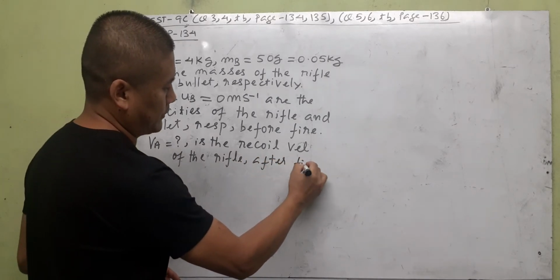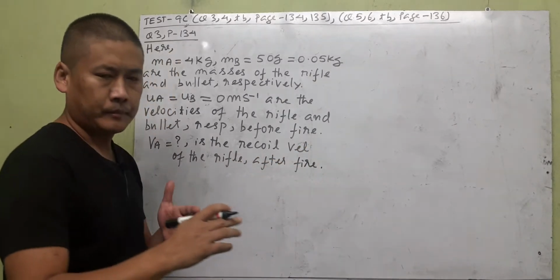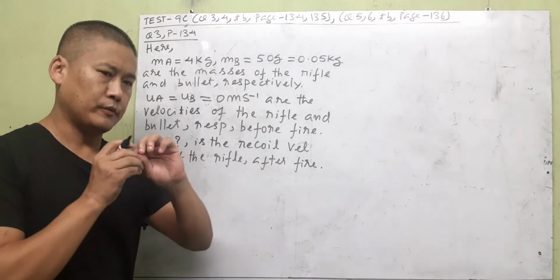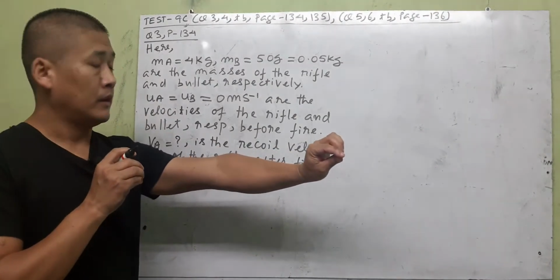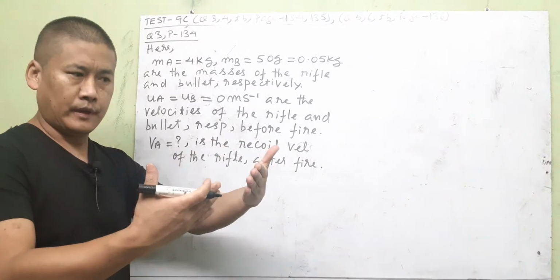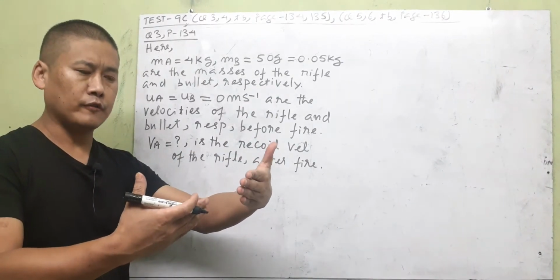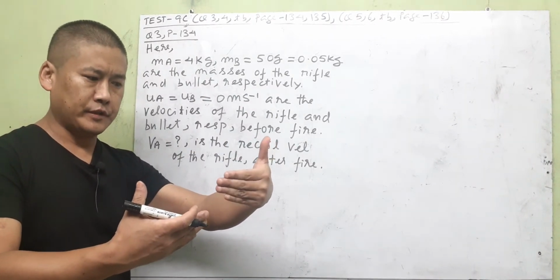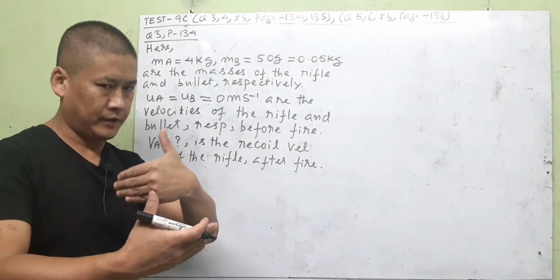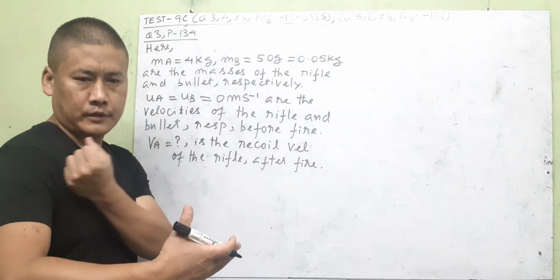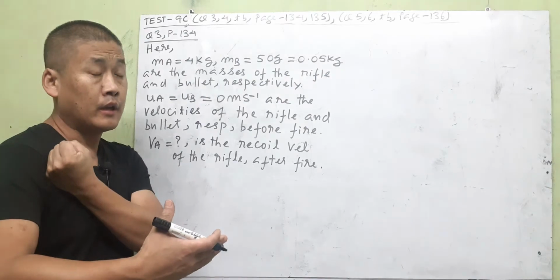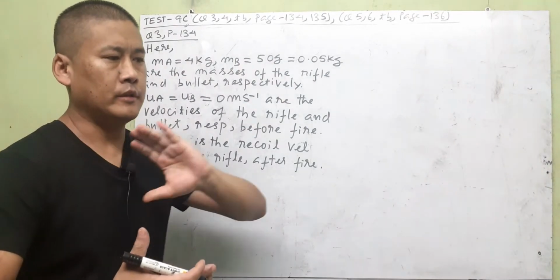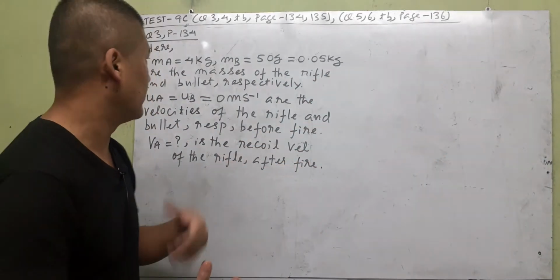after fire. So after fire, we know that every time a gunman fires, the bullet will move forward, but at the same time, due to Newton's third law of motion, equal and opposite direction will move backward in the form of the gun, which hits the shoulder of the gunman in the direction opposite to the bullet. That is called recoil velocity.